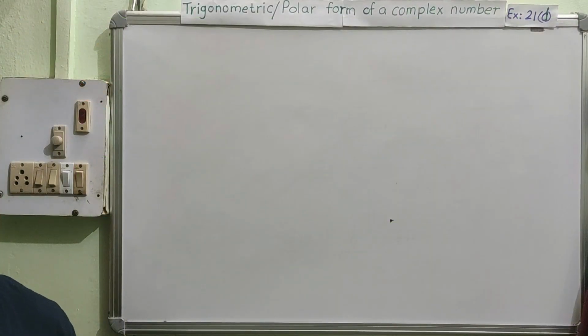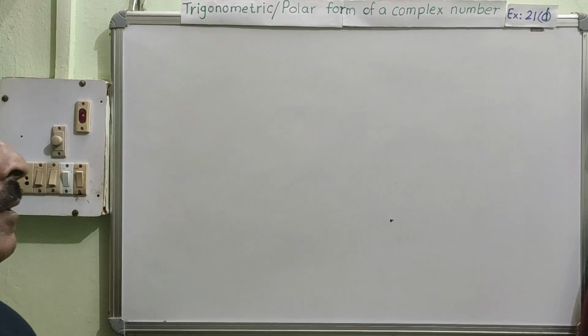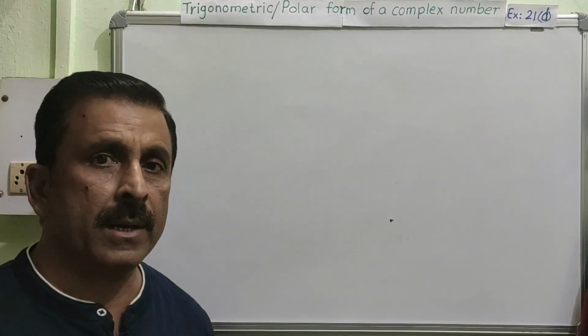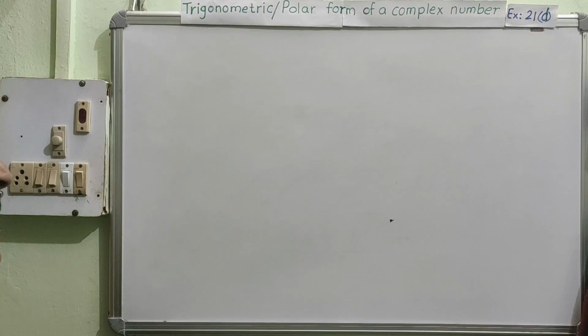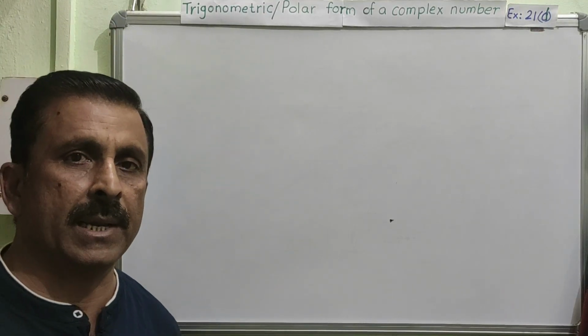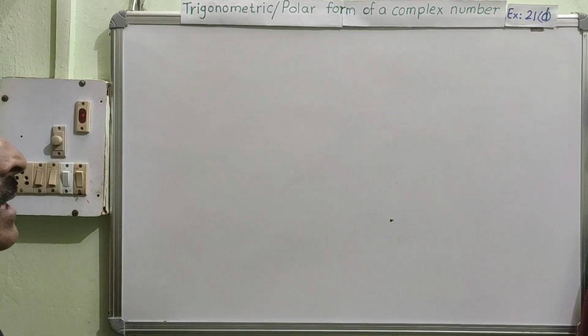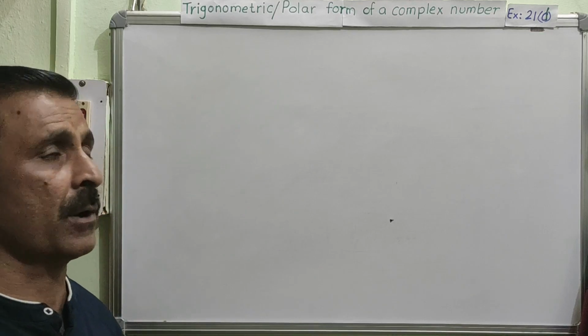Morning. Today we are going to start the topic trigonometric or polar form of a complex number. Trigonometric or polar form of a complex number. This is exercise 21D of S.Chand. First of all, we'll try to understand what the trigonometric or the polar form of a complex number is.